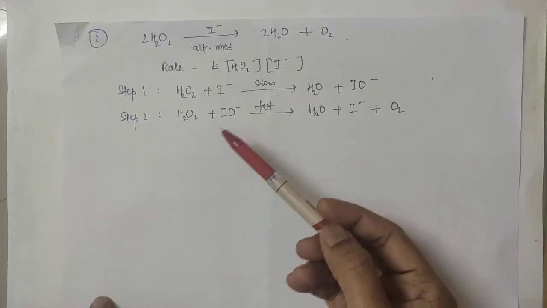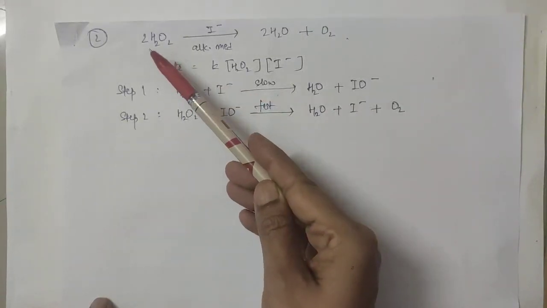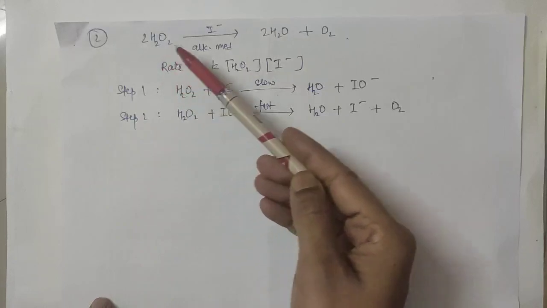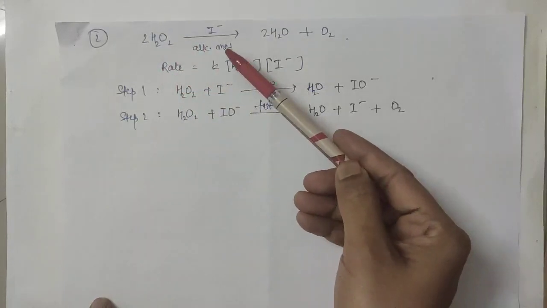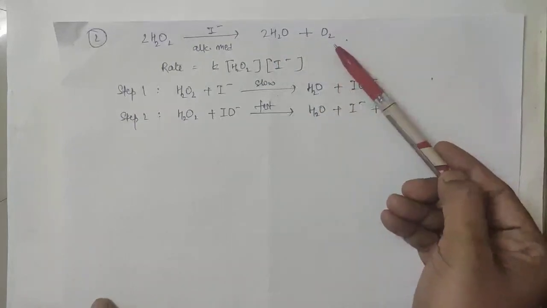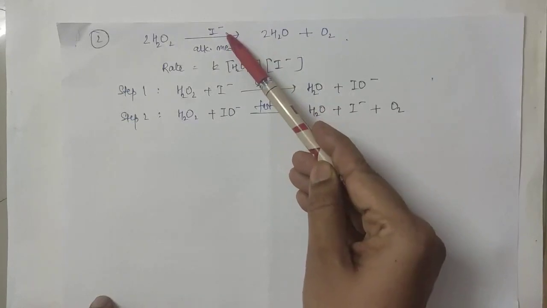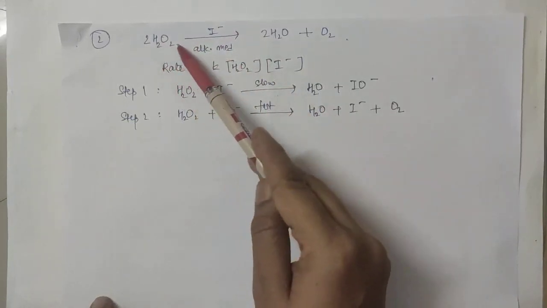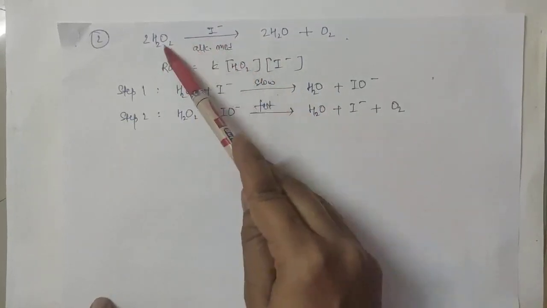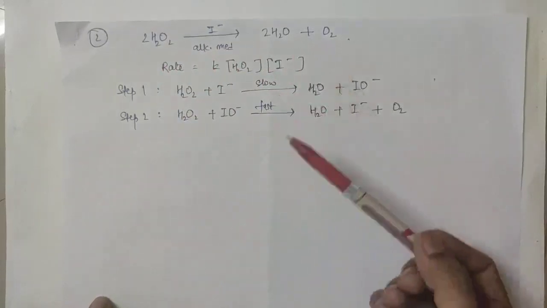Let us take another example, the decomposition of hydrogen peroxide. Now hydrogen peroxide in alkaline medium decomposes to H2O and O2. Okay. Now this reaction is catalyzed by iodide ion. Now 2 molecules of H2O2 are taking part in the chemical reaction. This can be shown in this reaction.